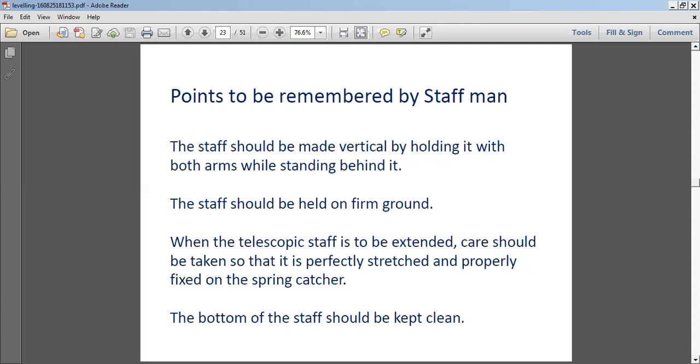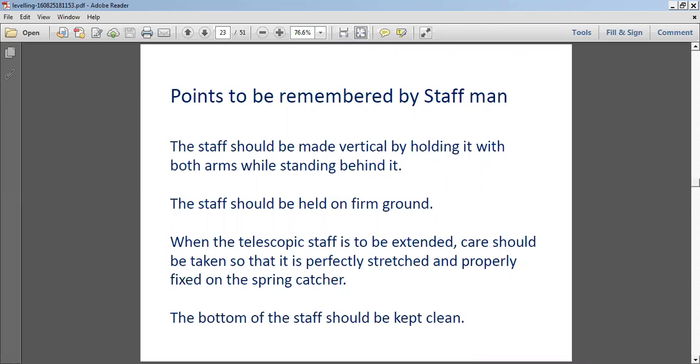Okay, it is made of plastic. Earlier, it was also made of wood, a foldable wooden staff. Now it may be made of steel or aluminium. So the first thing is the level staffman should hold the staff with both arms while standing.